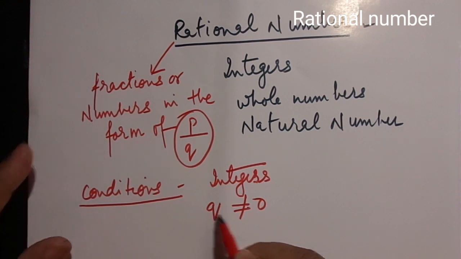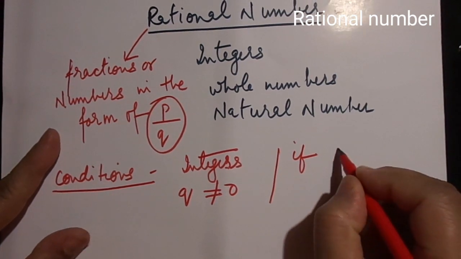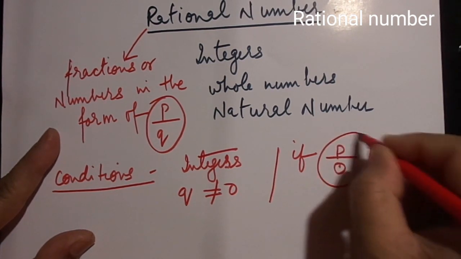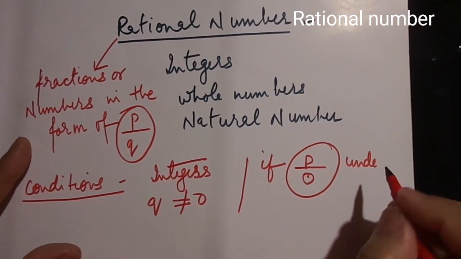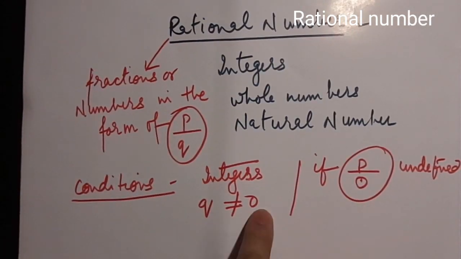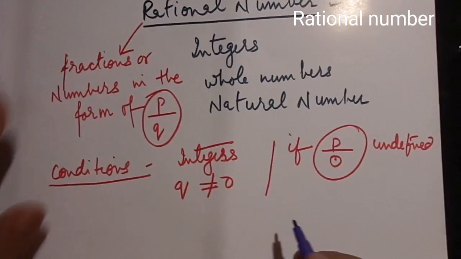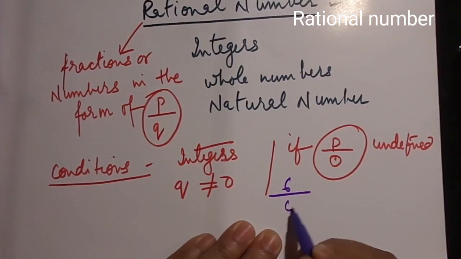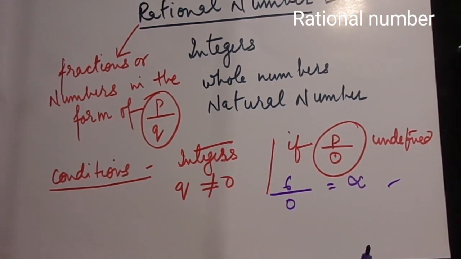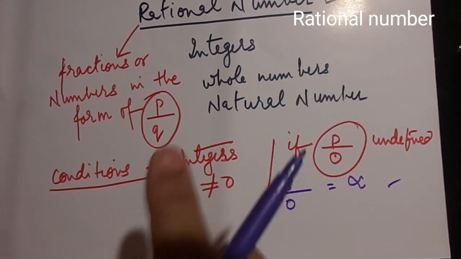So q should not be equal to 0 implies that if p by 0 is there, then the value of this is undefined. Therefore, q shouldn't be equal to 0. And you have also studied in your previous session that when you divide any number by 0, you get a value called infinity, or we say it's undefined. Clear?